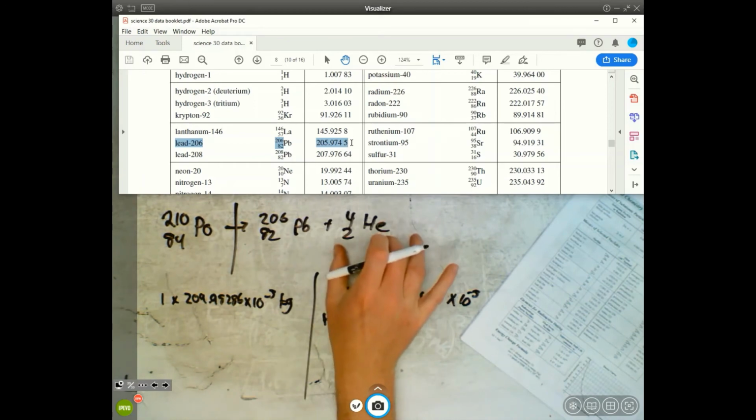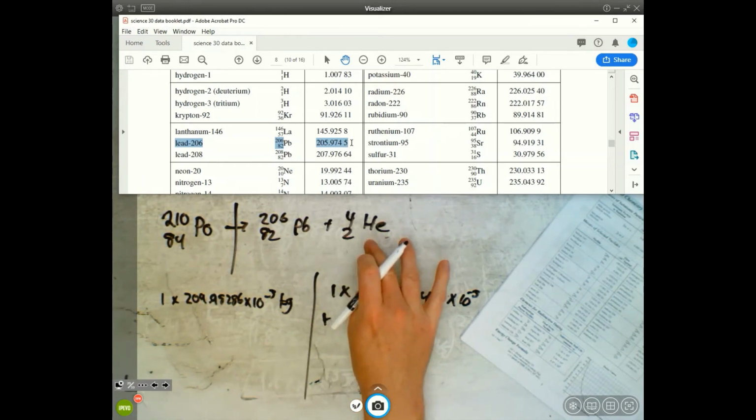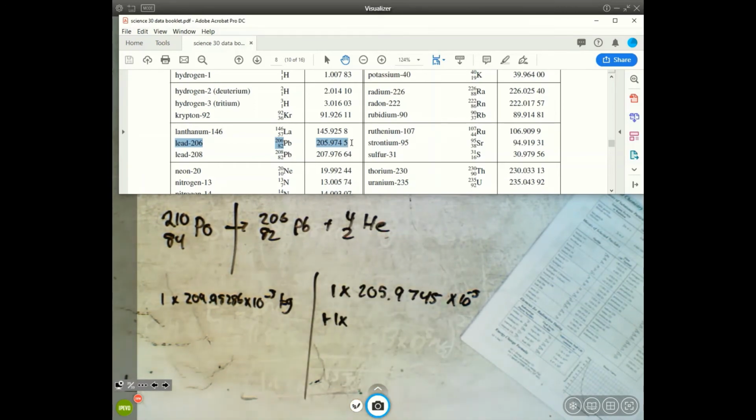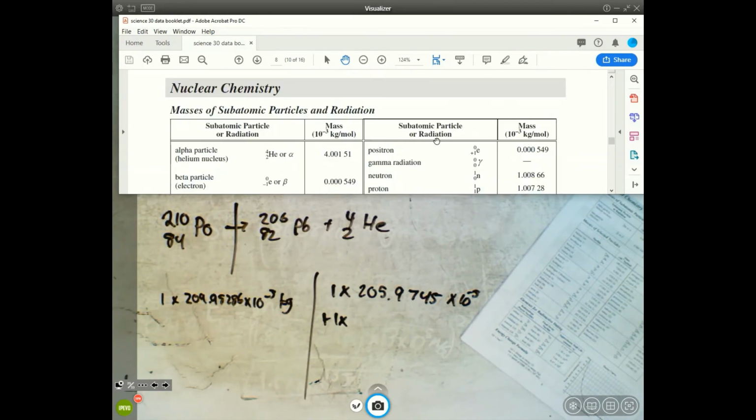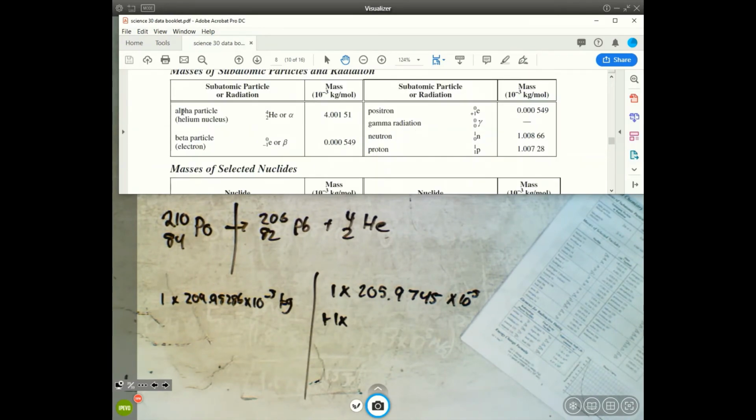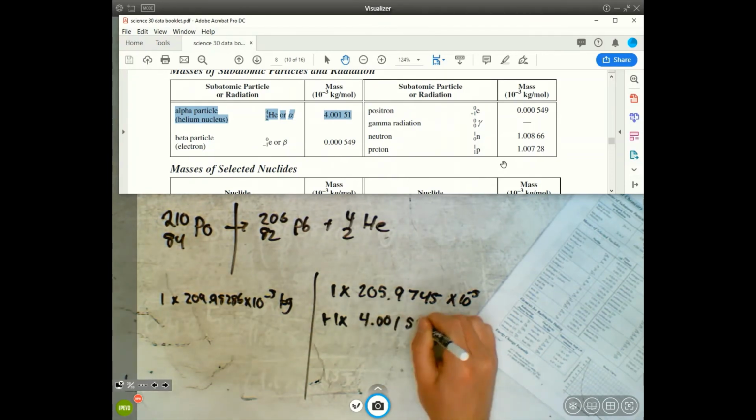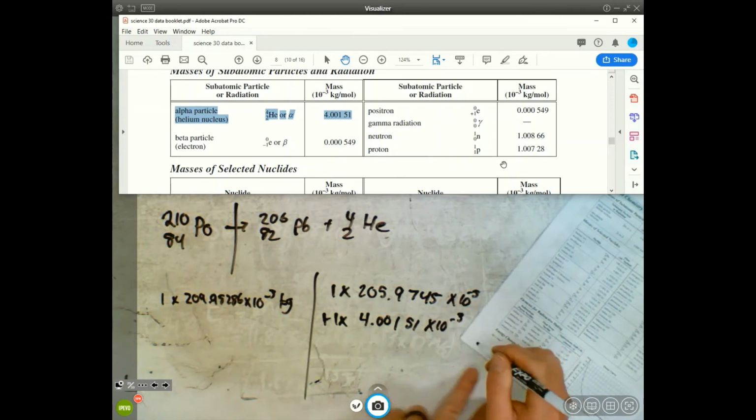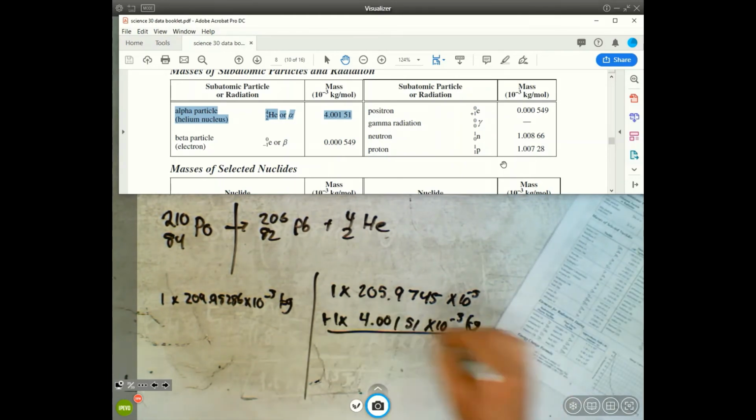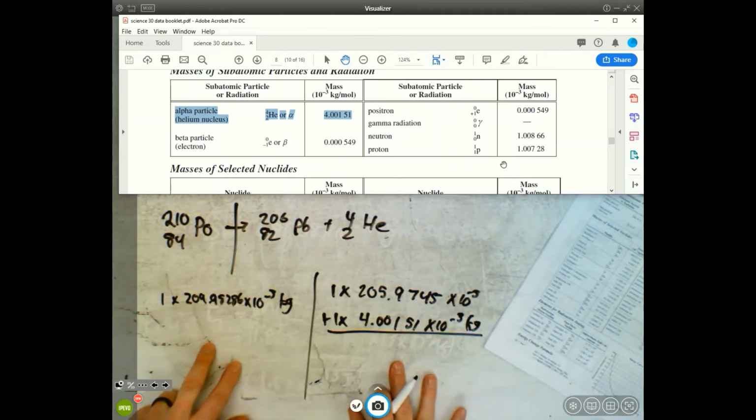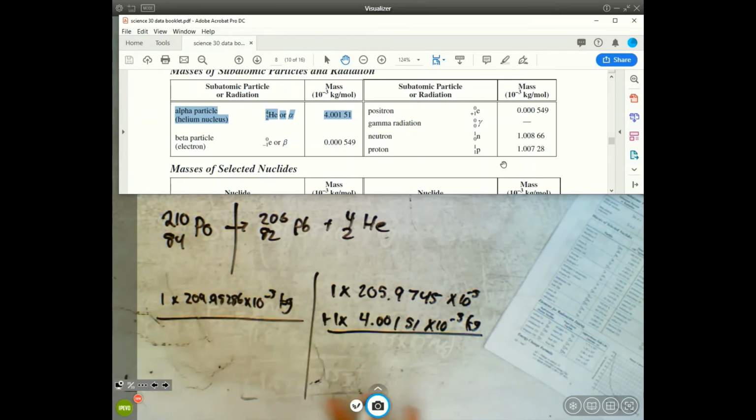And I add it to my other product. So you should recognize this is an alpha particle. So you would find alpha particles up top here. So this is where you'd find it. So it's got a mass of 4.00151 times 10 to the negative 3 kilograms. Okay, so I'm going to add, well, this is just whatever that number is, and then I'm going to do this. So this is in my calculator.